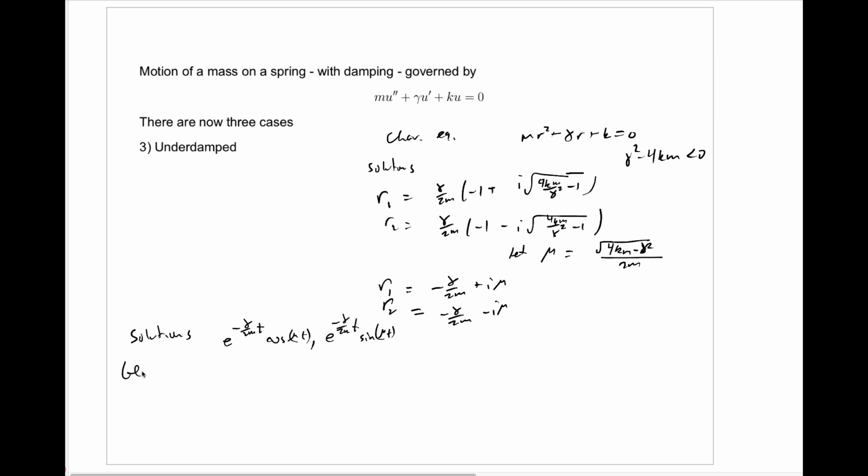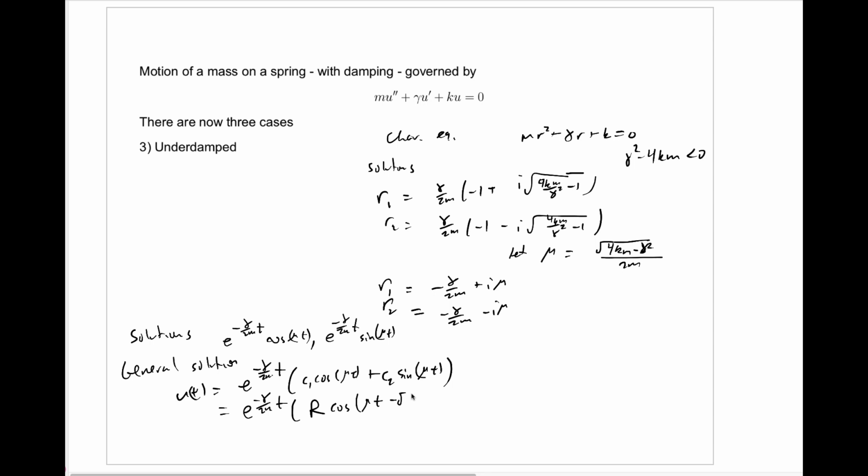And then of course the general solution would be u of t equals e to the minus gamma over 2m times t times c1 cosine of mu t plus c2 sine of mu t. Again, we can combine this linear combination of cosine mu t and sine of mu t into a single cosine wave, r cosine of mu t minus delta. Mu will be what we call the quasi-frequency. We're talking about angular frequency here.